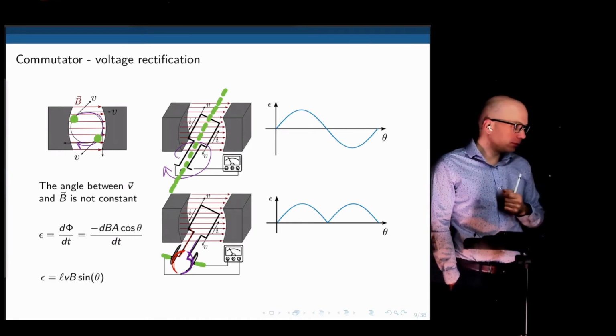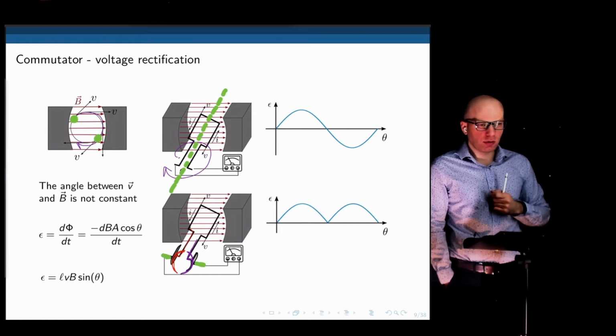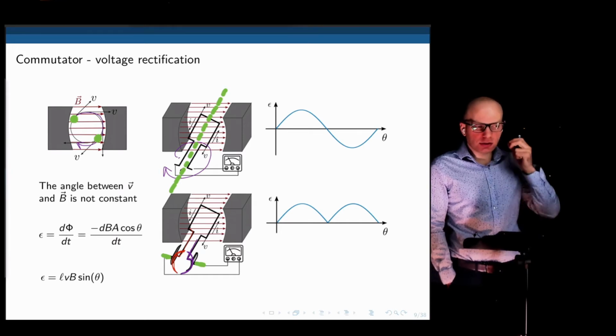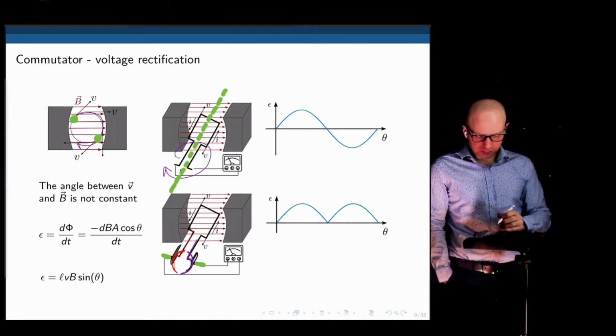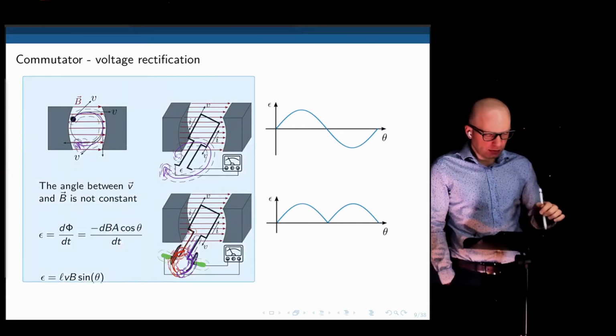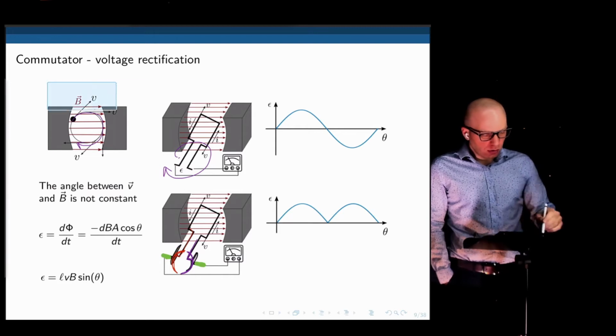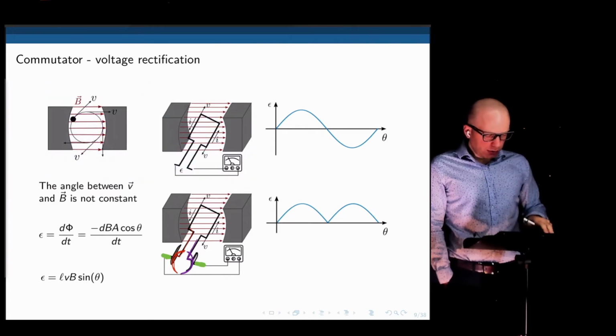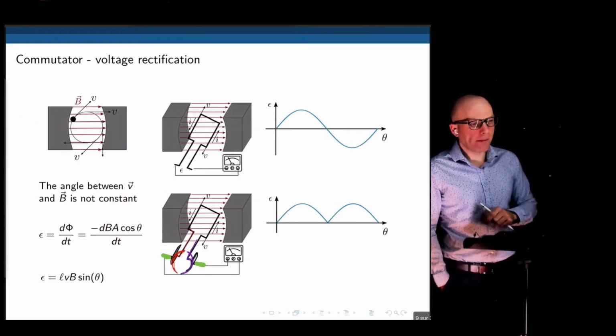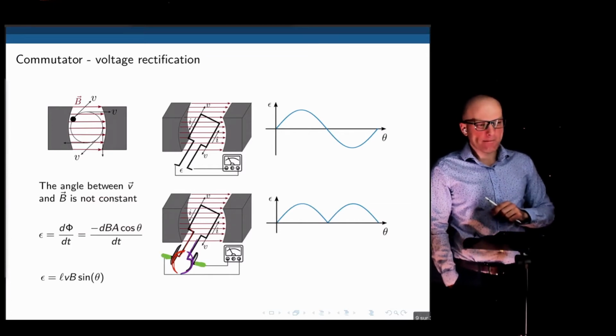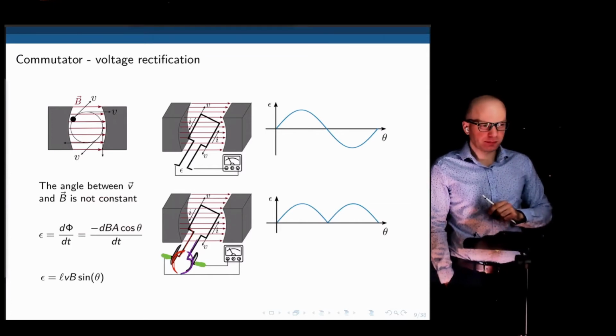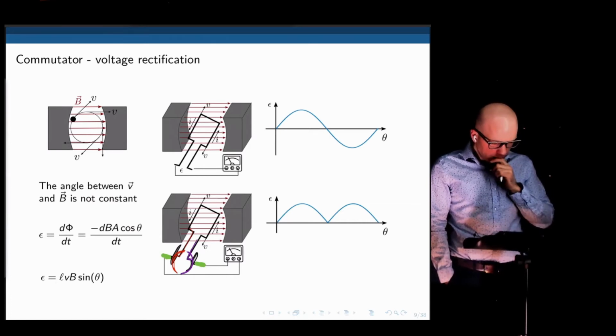Is the goal to only have a positive voltage? Yes, the goal is to only have a positive voltage, to have a DC voltage coming out of this. Any other questions? No? Okay, if there are no other questions, let's move on.